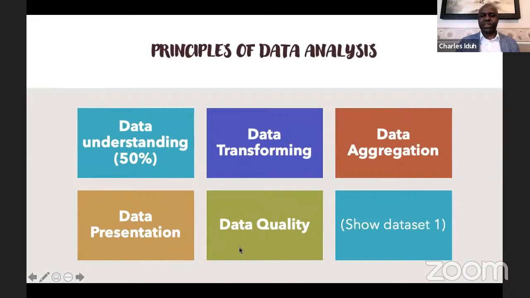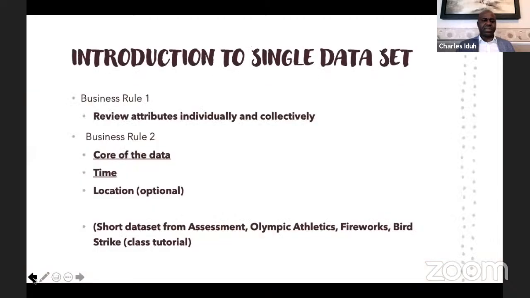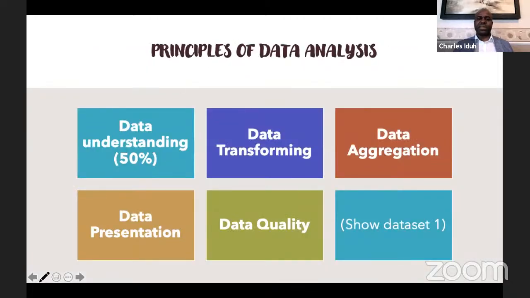Can you see data quality? Principles of data analysis. Can you see data quality, sir? So we cover data quality. We cover everything: data quality, data transformation, aggregation, then presentation. All right, but I'm going to skip this. Let me see. No. Let me start here.